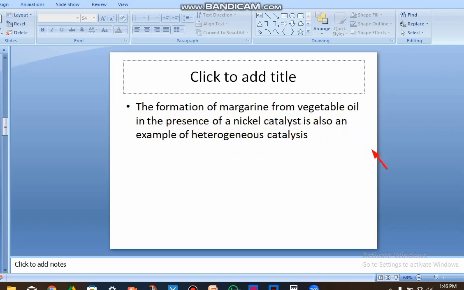So note that the catalyst used is what? Nickel. Nickel is the catalyst used for the formation or production of margarine from vegetable oil. So just know them, okay? Nickel is an element. Also, it is an example of heterogeneous catalyst. So take note. Okay, let's continue.